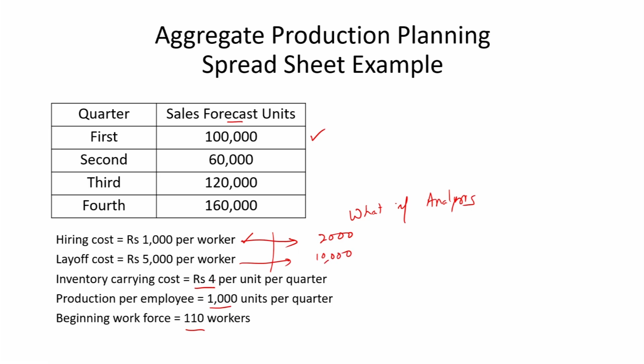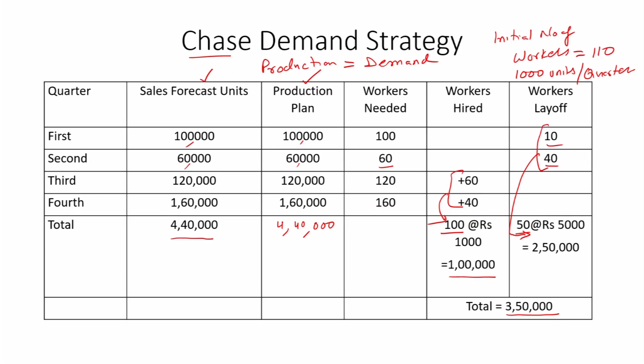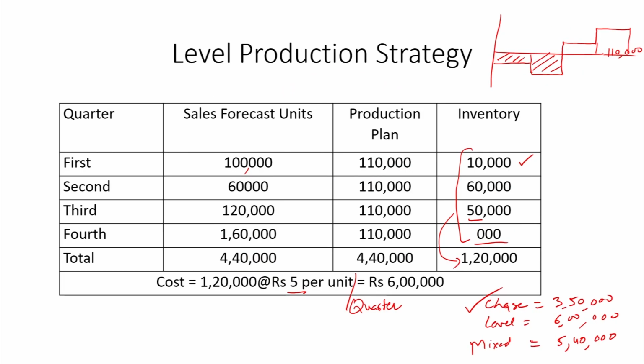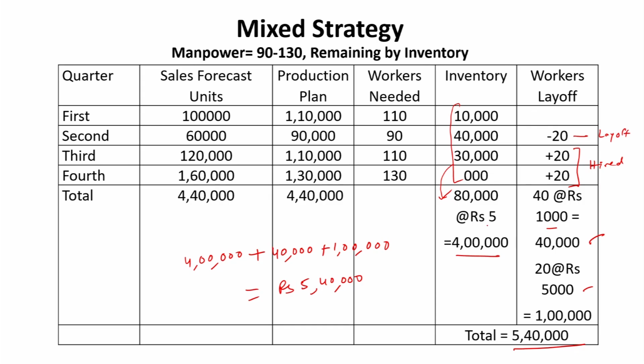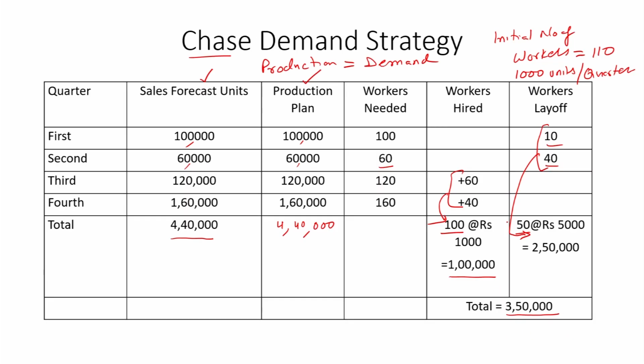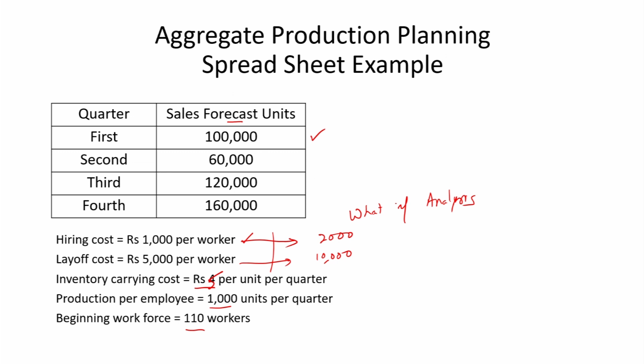Friends, we can make a correction here. We have calculated all of this considering rupees 5 per unit per quarter as our inventory carrying cost. If you recollect, we have considered 5 rupees as our inventory carrying cost. Here also we have considered 5 rupees as our inventory carrying cost, and here also we have considered 5 rupees as our inventory carrying cost.